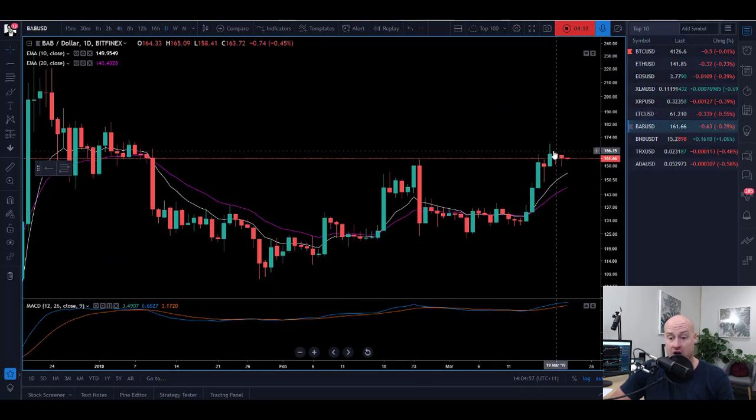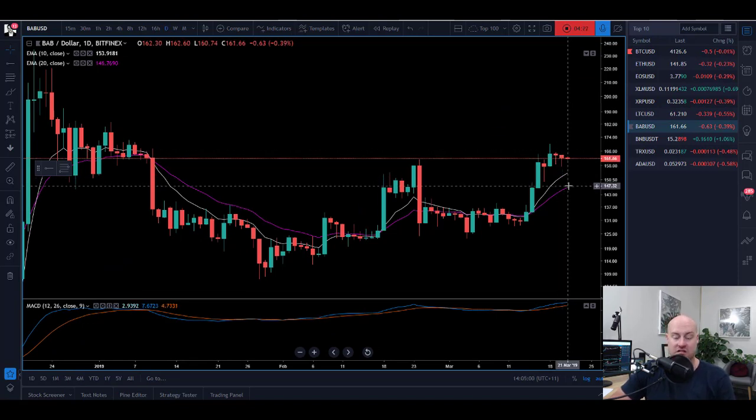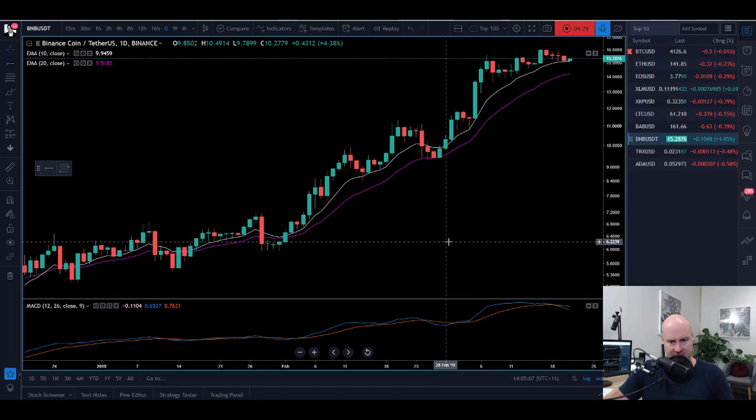Bitcoin Cash, higher high here. I am very interested in Bitcoin Cash, but I need it to pull back into this daily area for a little cradle, a little bullish candle to set up, fit my rules, and then I'd be into that. Binance against the dollar.